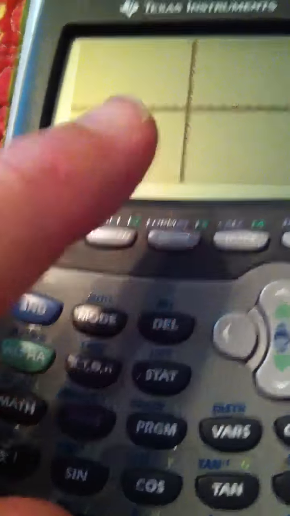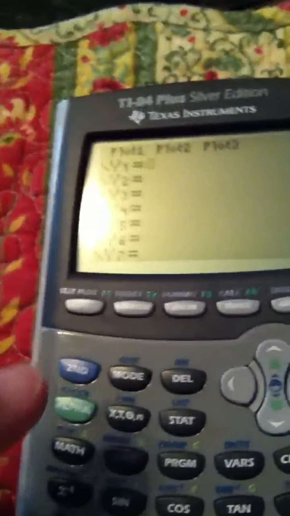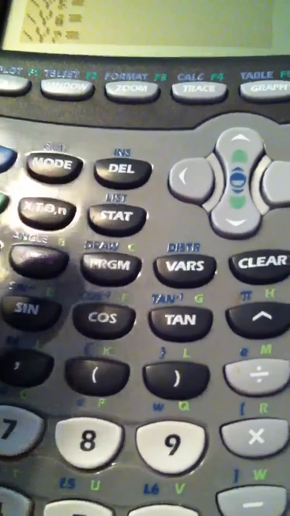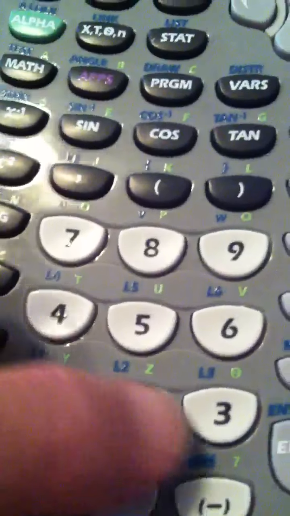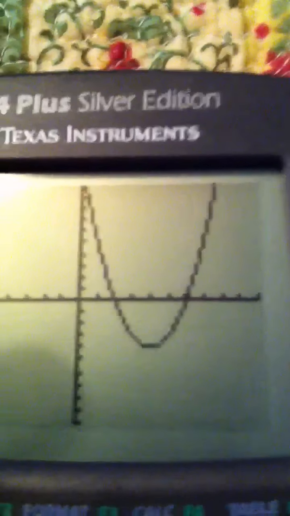Let's do it. Okay. I've already hit zoom 6. Y equals, and we're going to graph x caret 2 minus 8x plus 12. And I'm going to push graph. And what I'm seeing is a parabola.